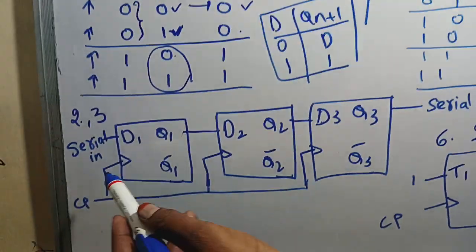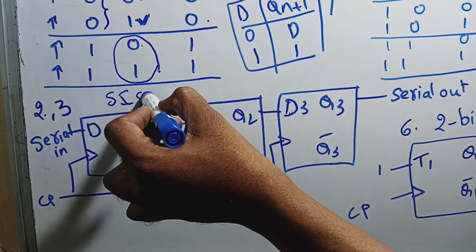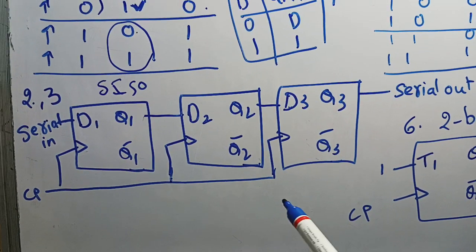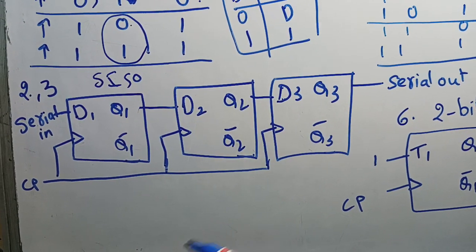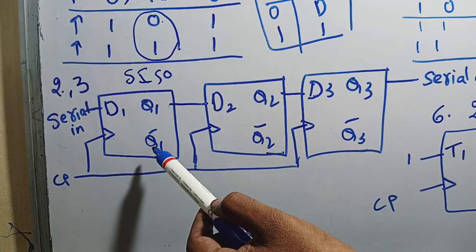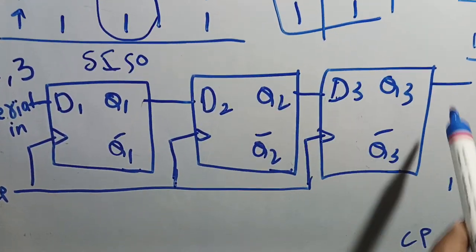Second question is the serial in, serial out shift register. I am taking a 3-bit register. If you want, you can take a 4-bit register. In the textbook, we have 4-bit. D1, D2, D3, Q1, Q1 bar. This is the first flip-flop, second flip-flop, third flip-flop.